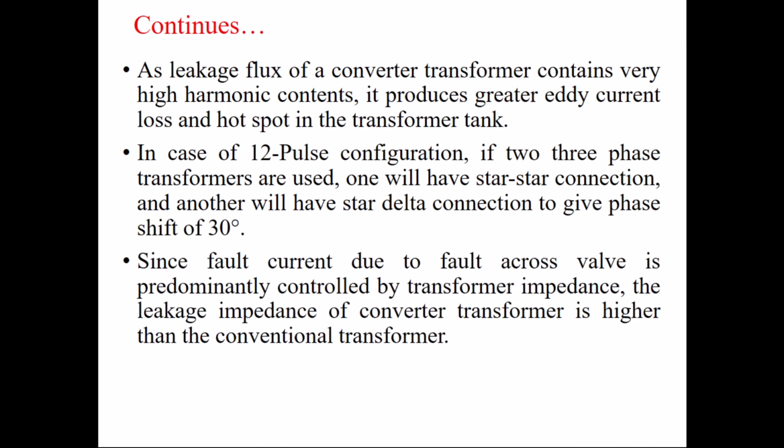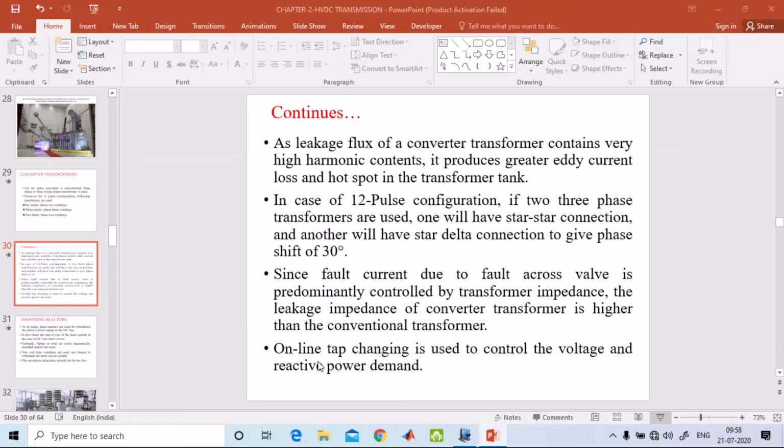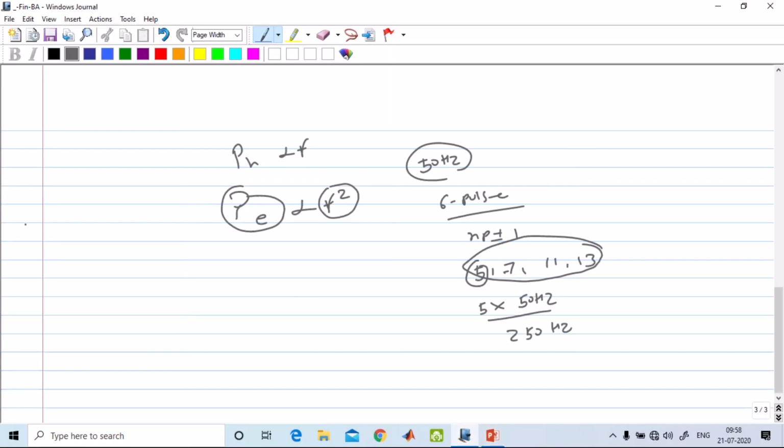So suppose any fault happens in the HVDC system on the AC side, there is no limiting medium provided to limit this fault current. So generally when we design this converter transformer, we design it in such a way that the leakage impedance of this converter transformer is high as compared to the conventional transformer. That is exactly opposite to designing the conventional transformer, because in a conventional transformer generally we design for low leakage impedance.